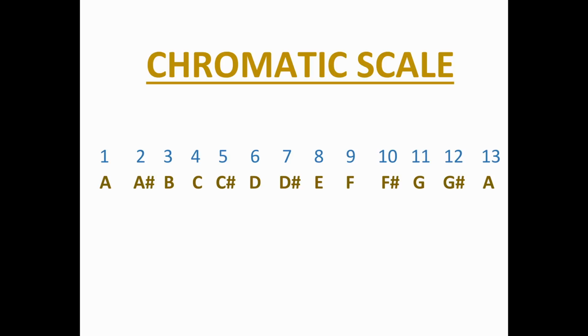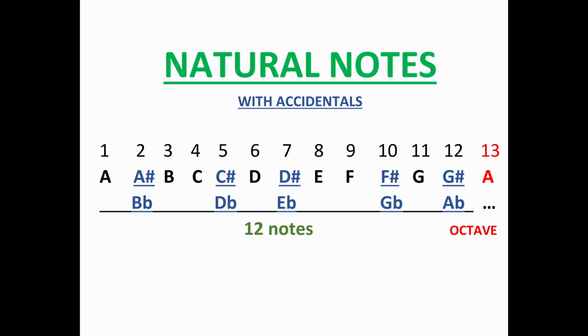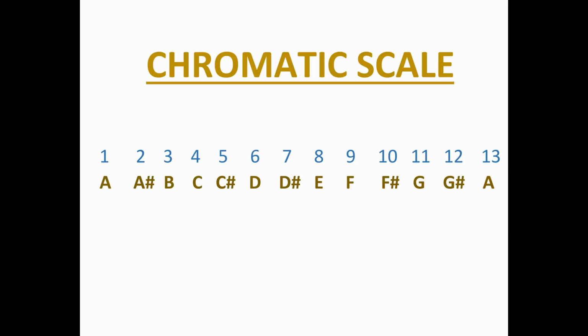So guys, this order is called the chromatic order of notes. So 7 natural notes and 5 accidental notes, so a total of 12 notes, and the 13th one is our octave. So basically this is called the chromatic order or chromatic scale, and as we start with A and end on A, it is called the A chromatic scale.